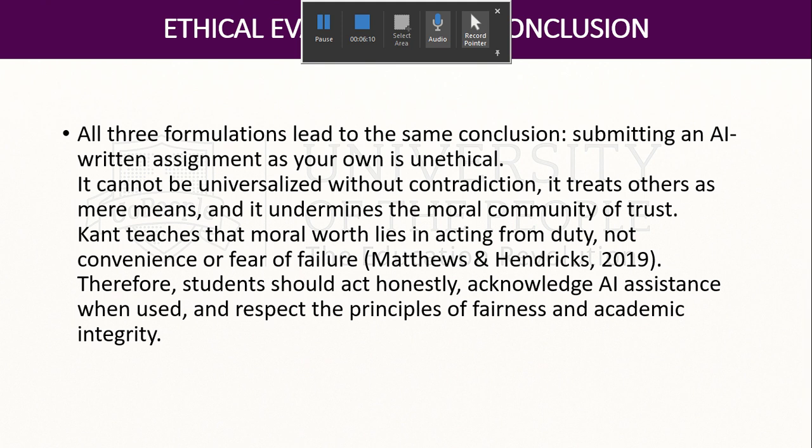When we look at all three formulations together, the conclusion is very clear. Handing in an assignment written by AI cannot be universalized. It treats others as mere means. It undermines the community of mutual trust that education depends on. So, according to Kant, morality is about doing one's duty out of respect for moral law, not for fear of punishment.